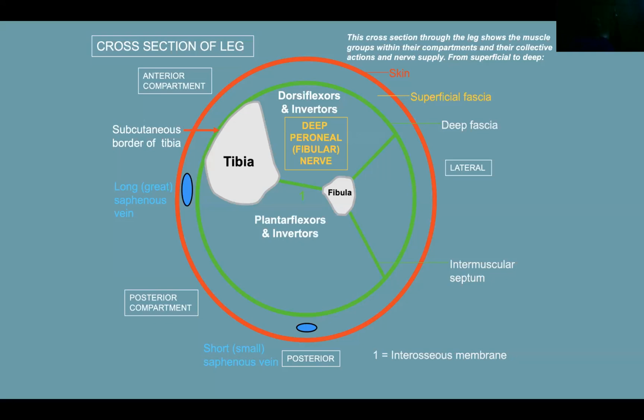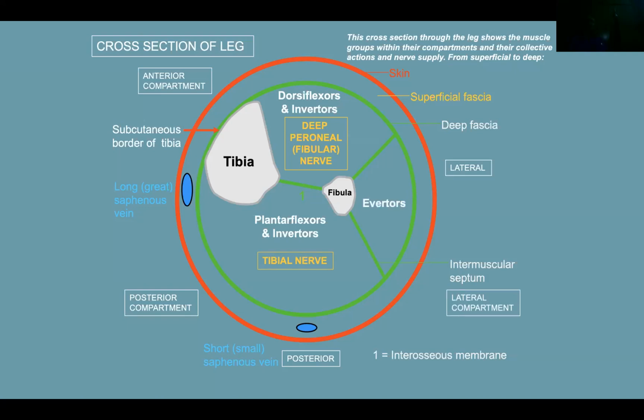Then in the posterior compartment, I have the opposite action. These are plantar flexors, so they are flexing towards the planet. And they are also inverters. They are not doing something opposite to that. They are the posterior compartment muscles, which make the bulk of your leg, a big chunk. They are all plantar flexors and inverters. And who's their nerve? Their nerve is the tibial nerve.